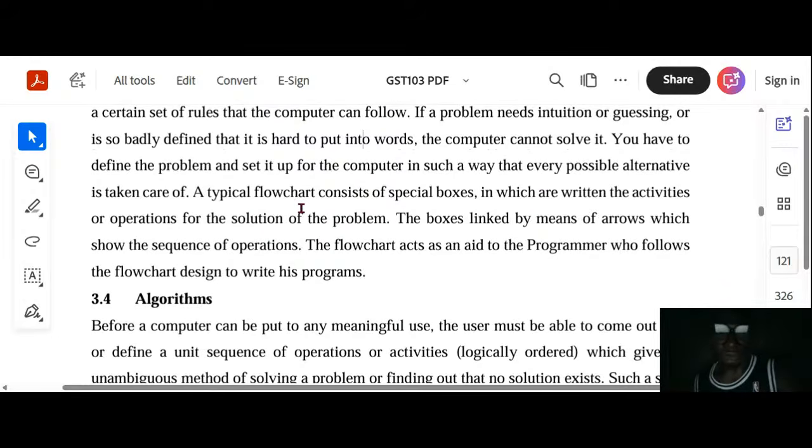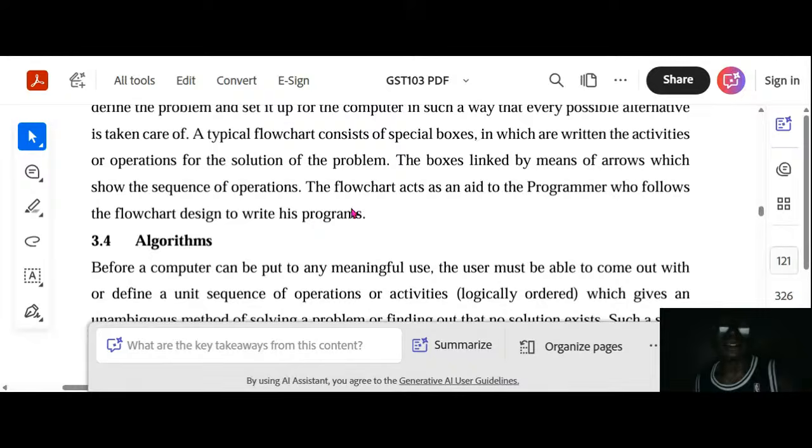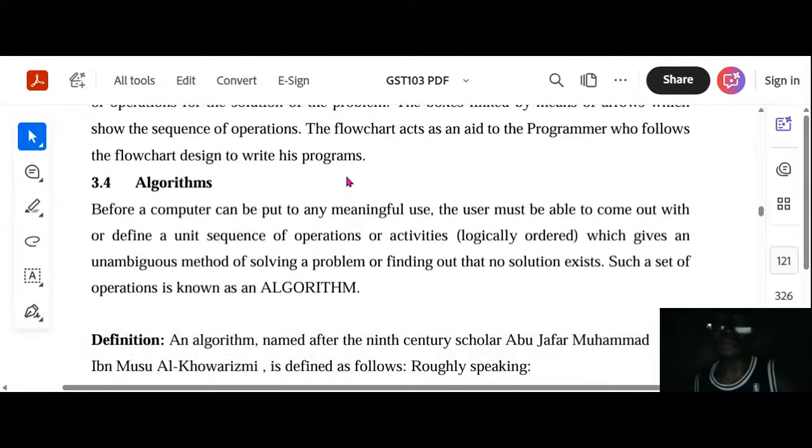A typical flow chart consists of special boxes in which are written the activities or operations for the solution of the problem. The boxes are linked by means of arrows which show the sequence of operations. The flow chart acts as an aid to the programmer, who follows the flow chart design to write his programs. That is all on flow chart. Don't forget the meaning of flow chart, the definition of flow chart we've given. Then we have algorithm.